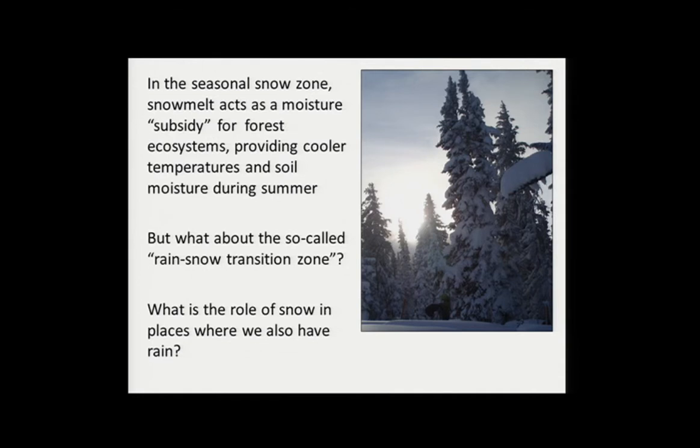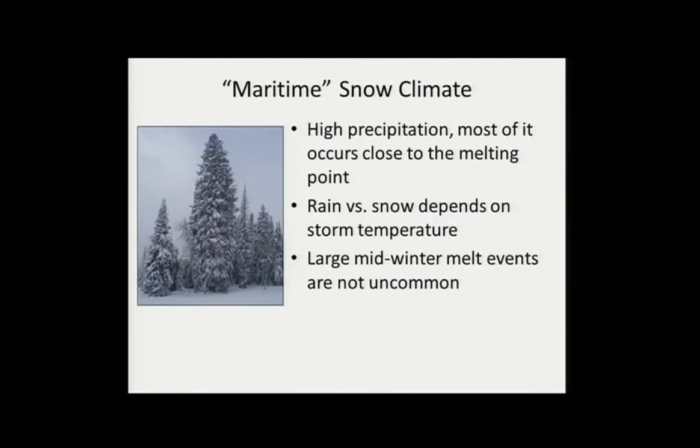But what about the zone that's lower than that in elevation, where we do have a much higher proportion of rain, that so-called rain-snow transition zone? And we're wondering, what is the role of snow in that rain-snow transition zone? And what happens now that the rain-snow transition zone is expanding and moving upwards in elevation along our elevation transect in our mountain watersheds?